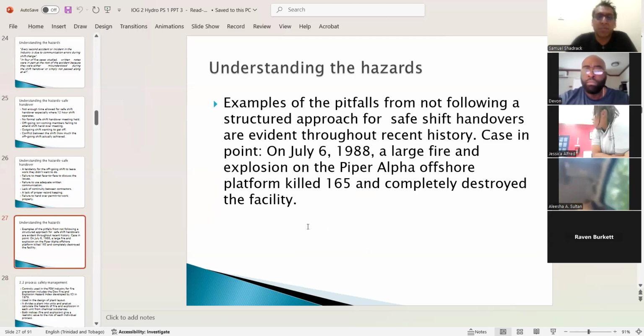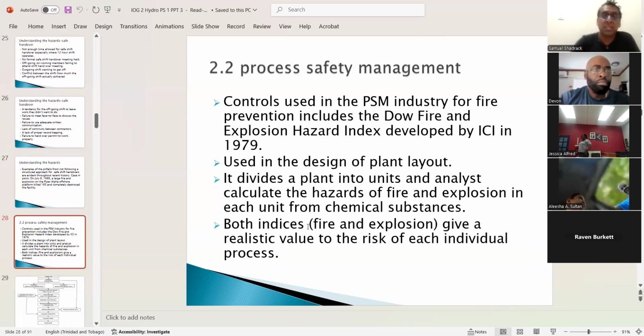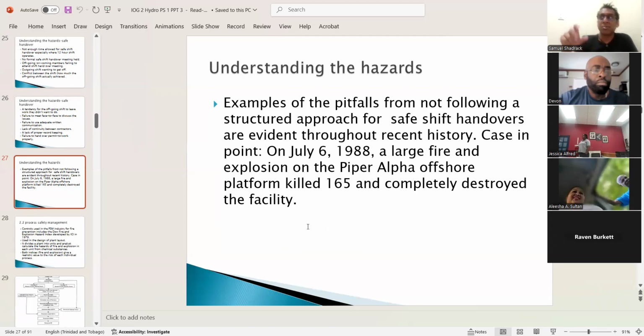Examples of pitfall from not following a structured approach for safe shift handover are evident throughout recent history. Case in point, on July 6, 1988, a large fire and explosion on the Piper Alpha offshore platform killed 165 persons and completely destroyed the facility. And a lot of people have tracked that down to the failure of handing over a permit to work, right?